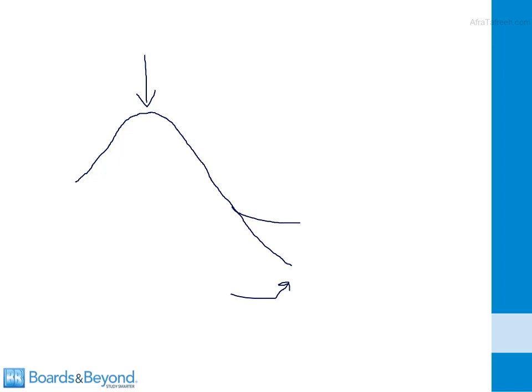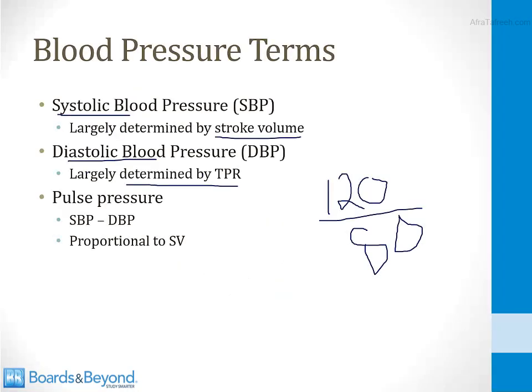So in this manner, the peak of the blood pressure, meaning the systolic blood pressure, is largely determined by the stroke volume, and the depth or the nadir of the blood pressure is largely determined by the total peripheral resistance. One other important blood pressure term is the pulse pressure. This is the difference between the systolic and diastolic pressure. So for example, for a patient with a normal blood pressure of 120/80, the pulse pressure would be 40.